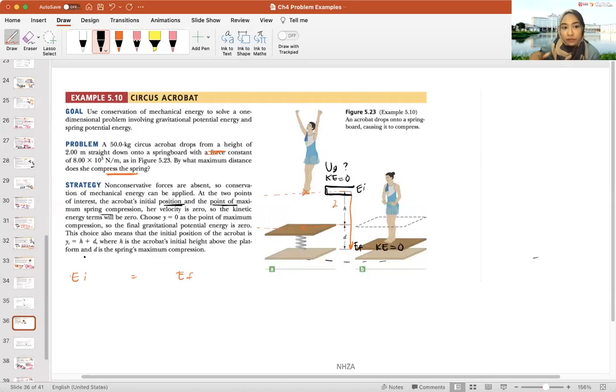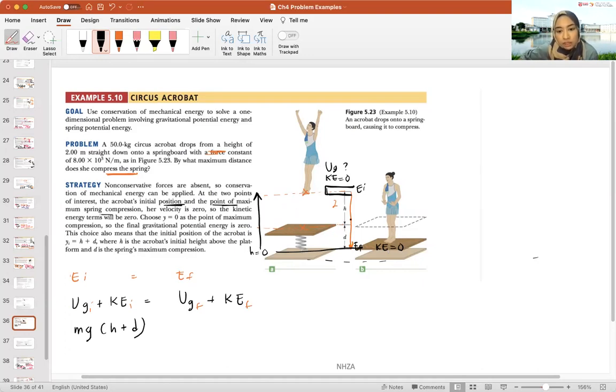We know that we have KE equals to 0. We know we have UG. Our UG is, let's write this general equation first. UG plus KE, so this is initial, final. Non-conservative forces are not present. We don't have friction. We are neglecting air resistance. So our UG is now mgh plus d. We started from here. Our final is here. We are going to say this is h equals to 0. If this is h equals to 0, then going up here must be h plus d.